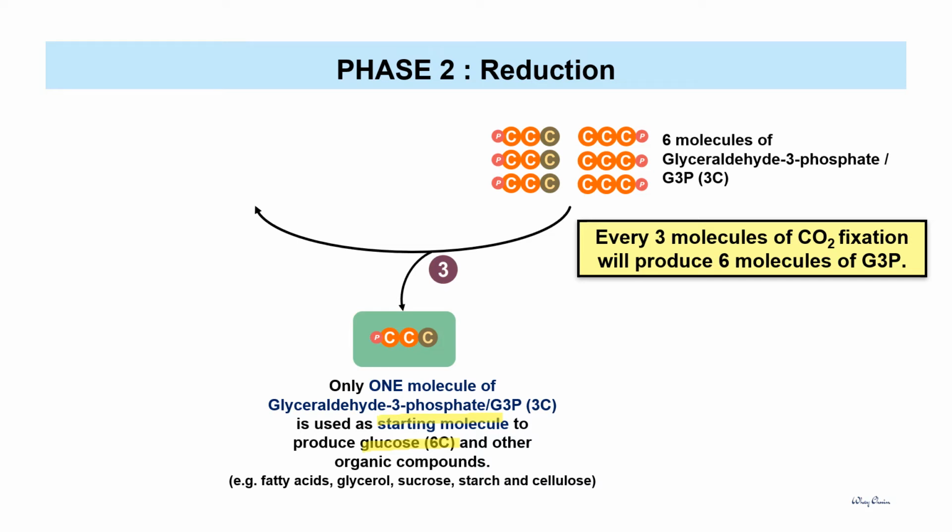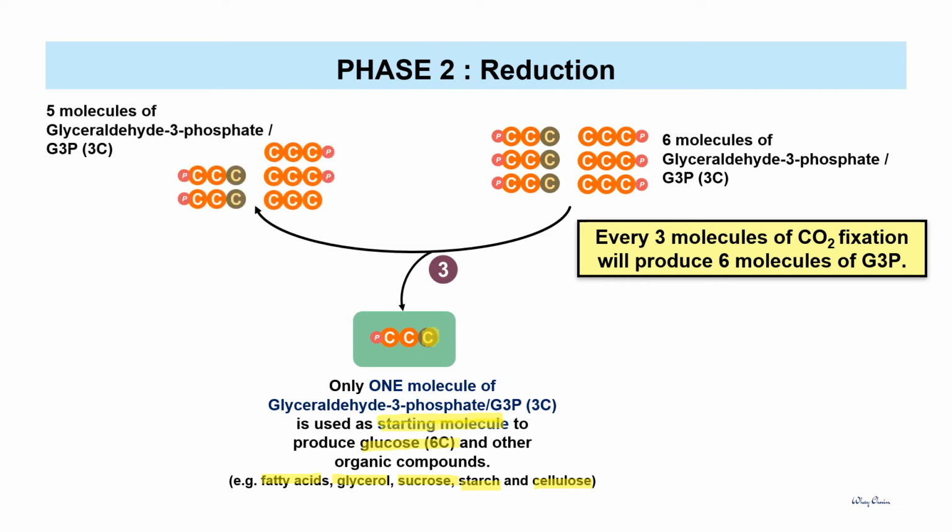And they will undergo other metabolic processes to produce fatty acids, glycerol, sucrose, or other polysaccharides such as starch and cellulose. The one molecule of G3P used as the starting molecule can be chosen randomly. It doesn't mean that it must be the G3P carrying the carbon from the CO2.